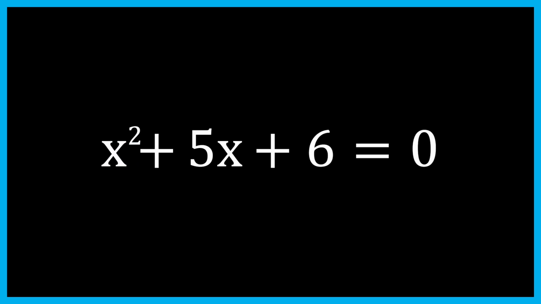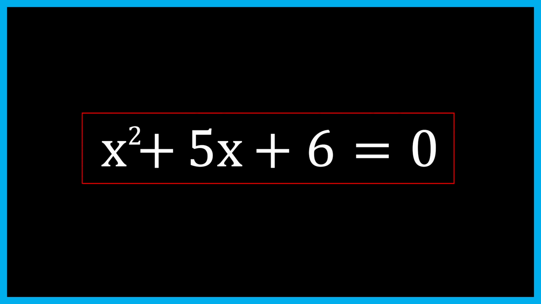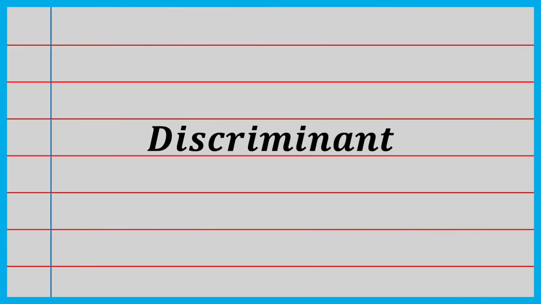Up to now, we've seen quadratic equations like this, but very often you get this. X squared plus 5x plus 6 equals 0. And then the question is, how do I know how many solutions there are? For that, we use one helpful tool, the discriminant.